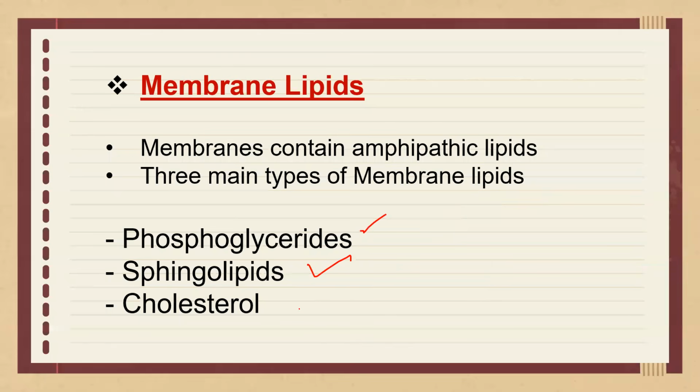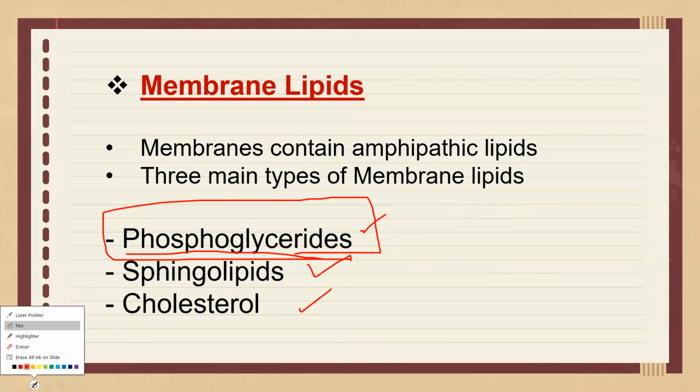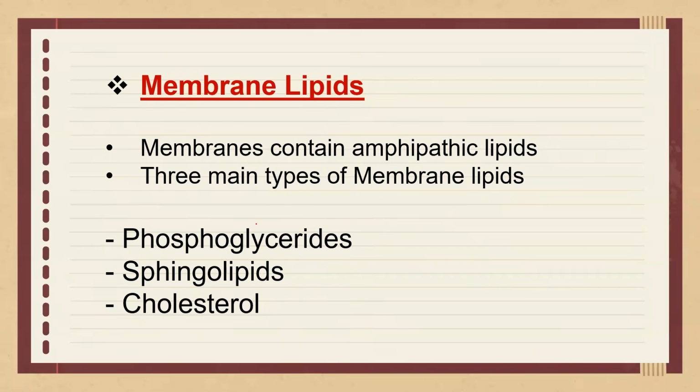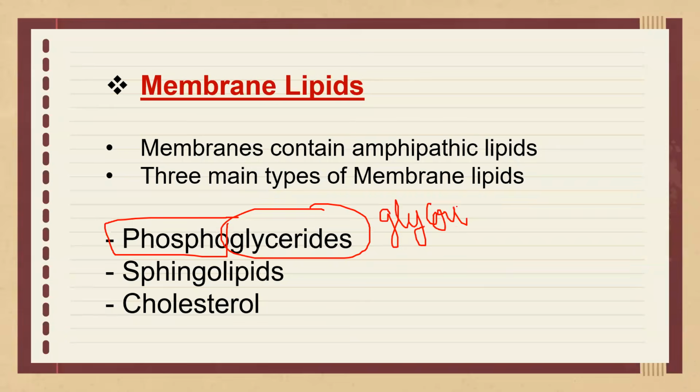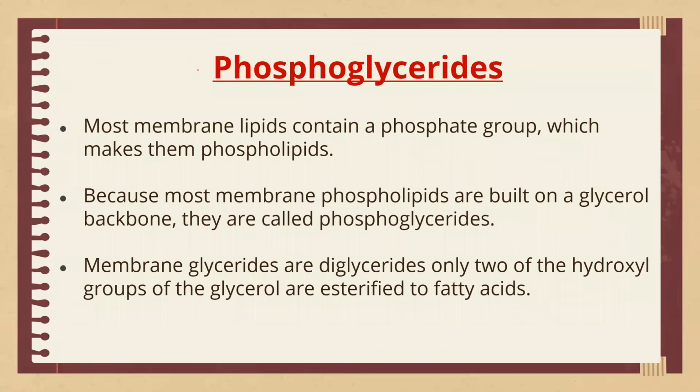Phosphoglyceride, sphingolipid, cholesterol. Friends, now let's talk about each one elaborately. First one, phosphoglyceride. You tell me, how can I define the word phosphoglyceride? It contains a phosphate group, and along with the phosphate group, it has glycerol as its backbone. That's why you can call it phosphoglyceride. Let me explain to all the students. Focus.